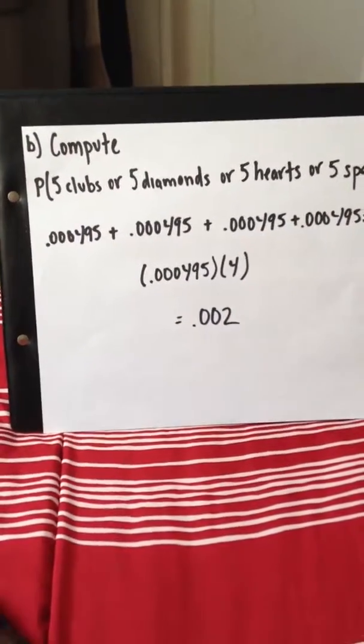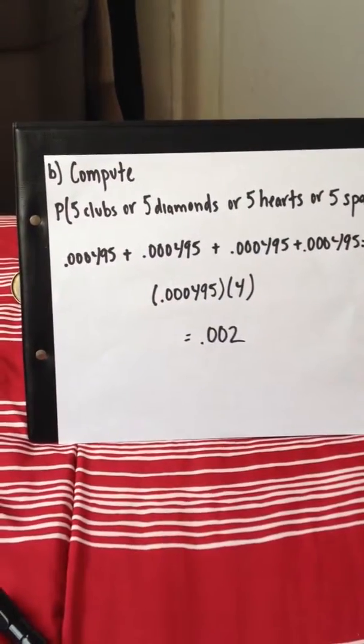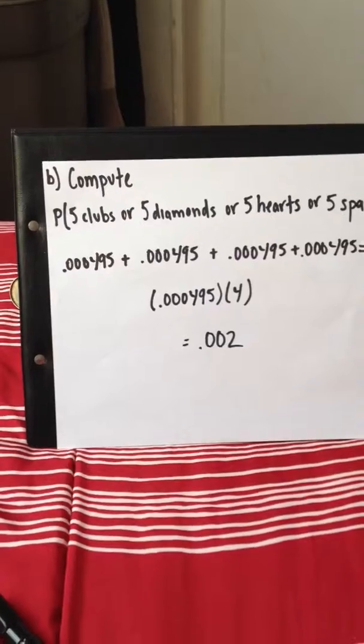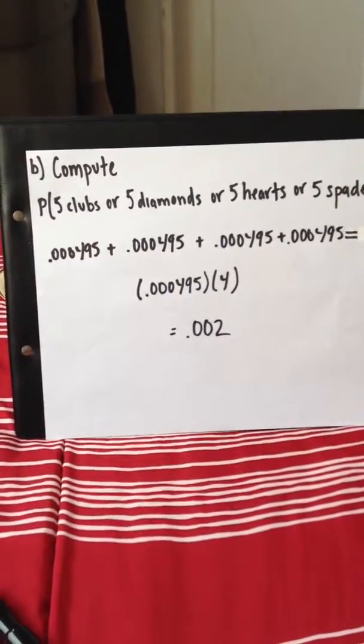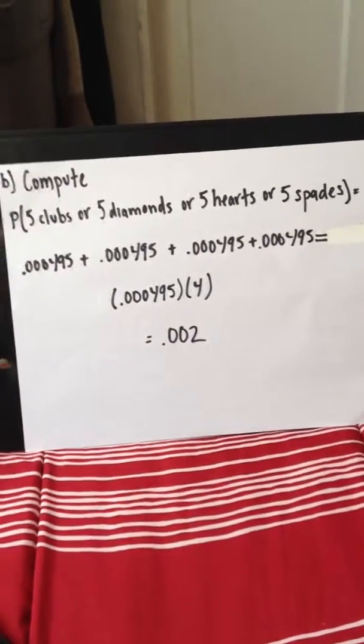So we already knew that the probability of getting 5 clubs was 0.000495. So we just times that 4 times for each suit, and we get 0.002.